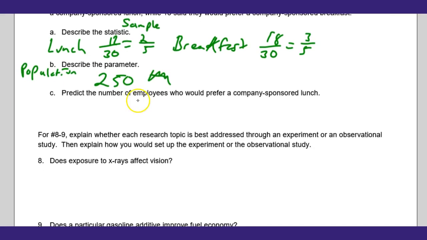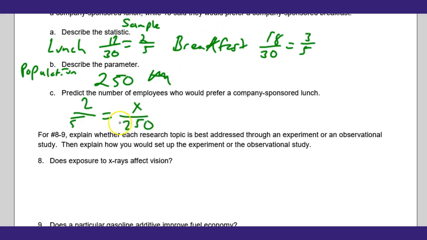Now, right here it says predict the number of employees who would prefer a company-sponsored luncheon. So luncheon, we will look at this one. We set up our proportion. We have 2/5, and we're going to set that equal to X out of 250 because we don't know.